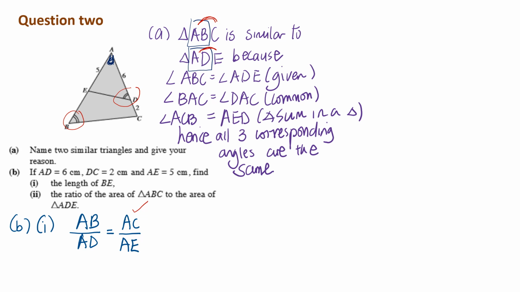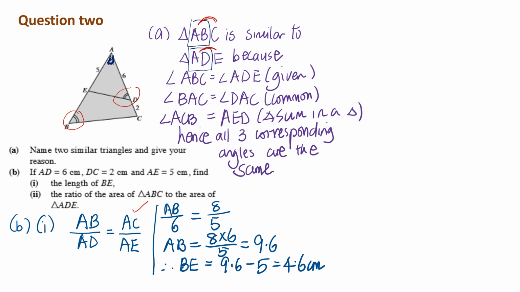Now we can fill in our dimensions for AB, which is the unknown. This is what we need to find, because then I can use this value to subtract AE to get my BE. AD is given to be 6, AC is given to be 8, since 6 plus 2 is 8, and AE is 5. So we can do a cross multiply, and I can find my AB to be 9.6, therefore BE is 4.6. So that's part I.